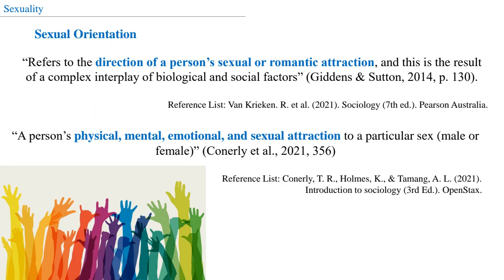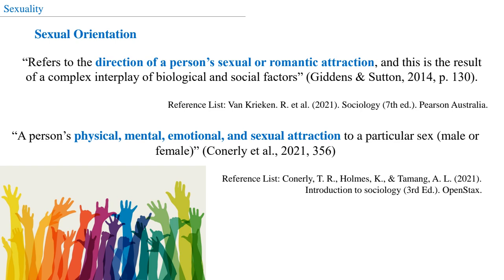Once we understand one's sexuality, one can then describe that sexuality using terms which are broadly referred to as sexual orientation. Giddens and Sutton refer to sexual orientation as the direction of a person's sexual or romantic attraction. This is the result of a complex interplay of biological and social factors. Connolly refers to sexual orientation as a person's physical, mental, emotional, and sexual attraction to a particular sex, male or female.